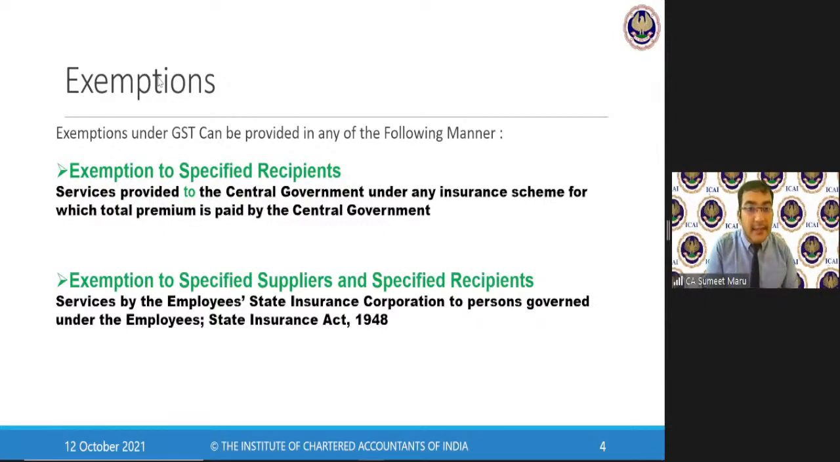Difference between nil and exempt. See, Shamim, exempt is a broader scope. Just imagine an example: exempt goods is like a book which has nil rated goods as one of its pages. So nil rated will be included in the definition of exemption.